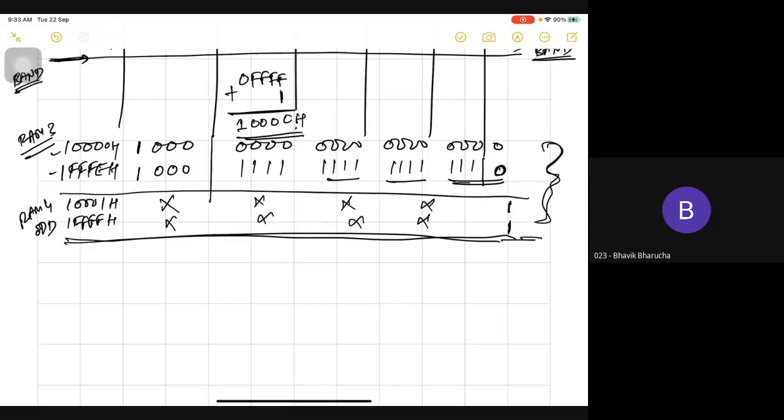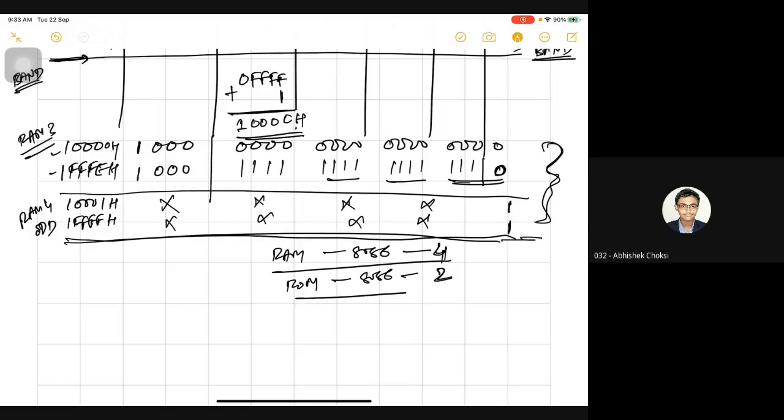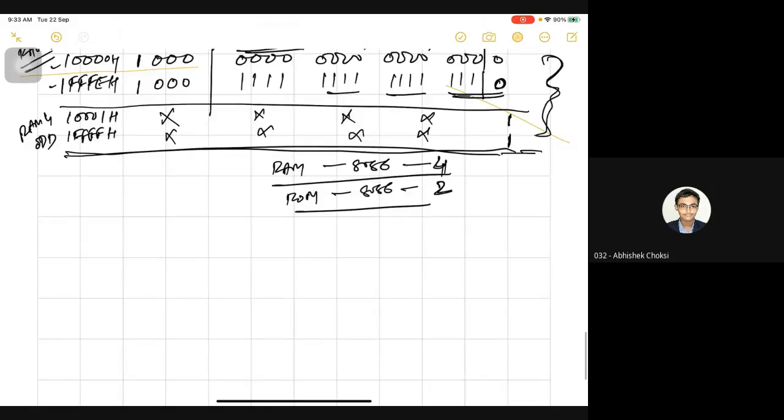Yes, sir. What we have done is we have attached RAM with our 8086. How many RAMs have we attached? 4. Done. But if you have seen the sum carefully, now we need to attach ROM with 8086. How many ROMs do we need to attach? 2. What is the starting address of ROM? If you know the starting address, we have found it initially only.